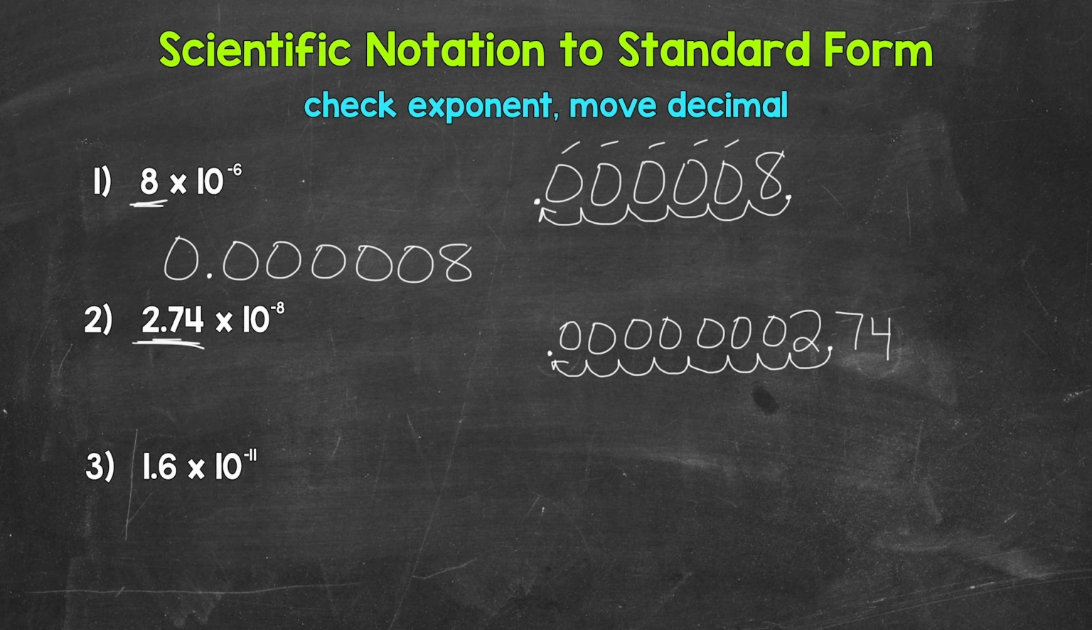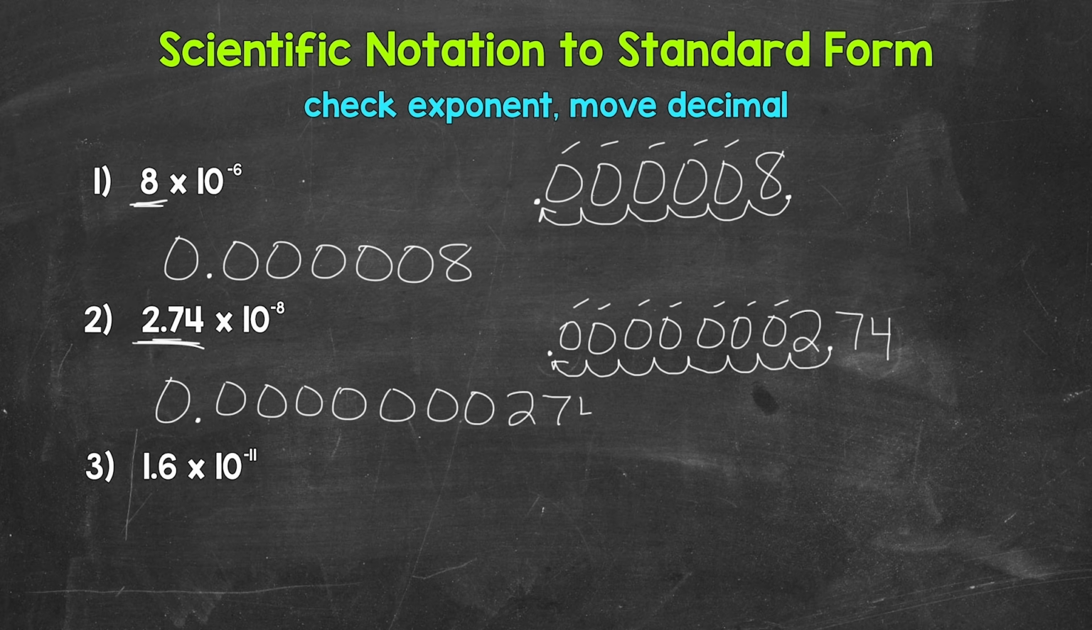So let's rewrite this. So 0, then the decimal. Then we need 7 zeros, and then 274. So 1, 2, 3, 4, 5, 6, 7, and then 274. And that's our standard form for number 2.